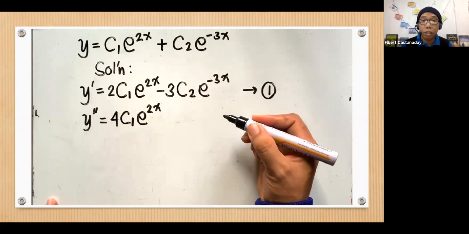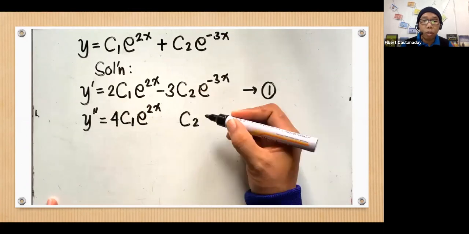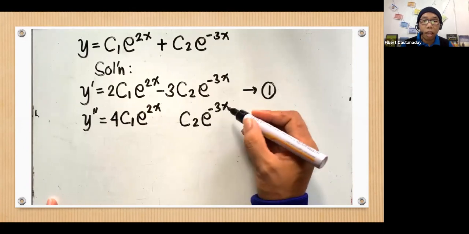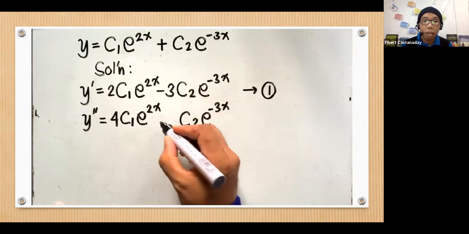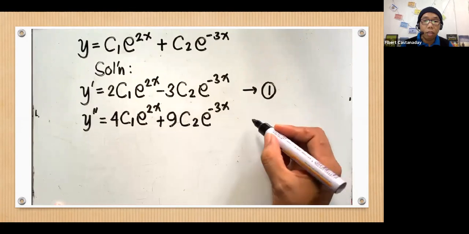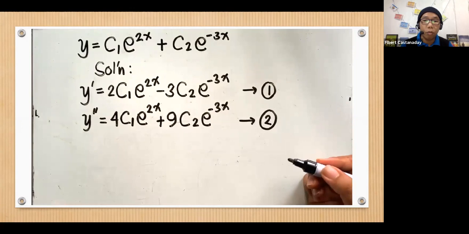So this is our first term. Now for the second term, we have c sub 2 and then e raised to negative 3x. Differentiate negative 3x, and that is negative 3. Negative 3 times negative 3, you have positive 9. Okay, so this is now our second equation, so you can label that as equation number 2.